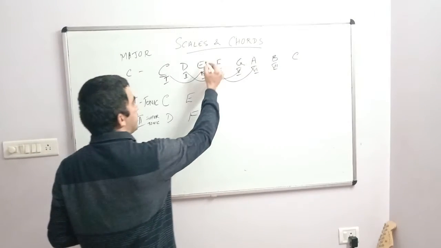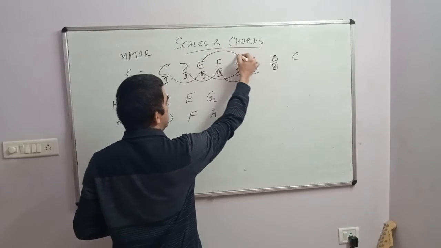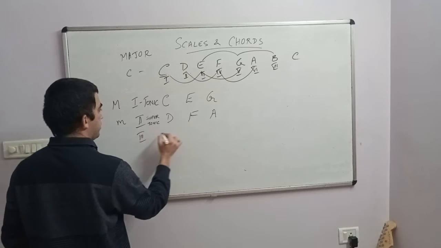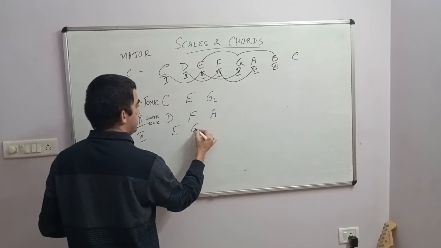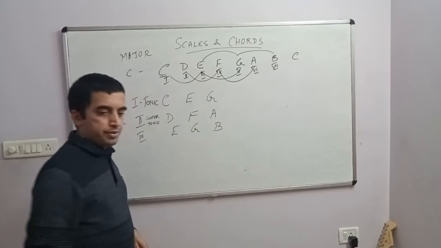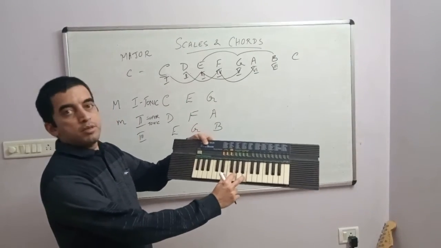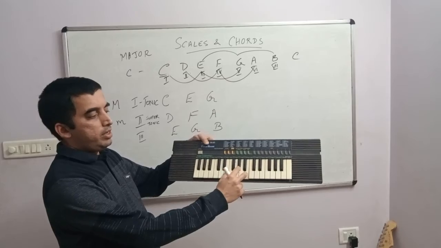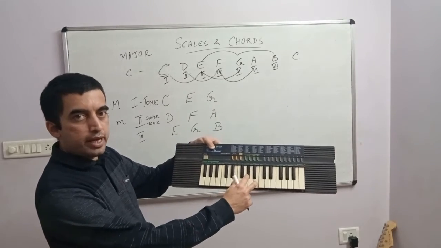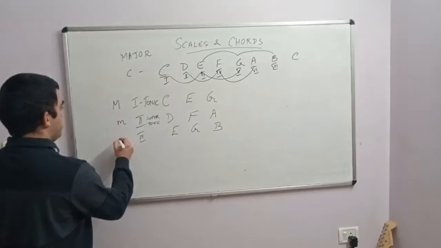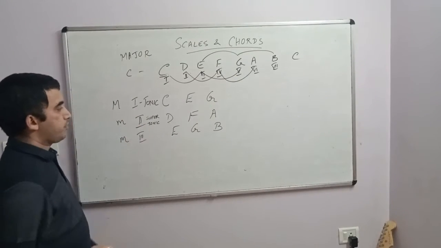Same way, third note E, G, B, correct? So what is E, G, B? E, G, B is minor. If it was E, G sharp, B, it would have been E major. So this is minor again.